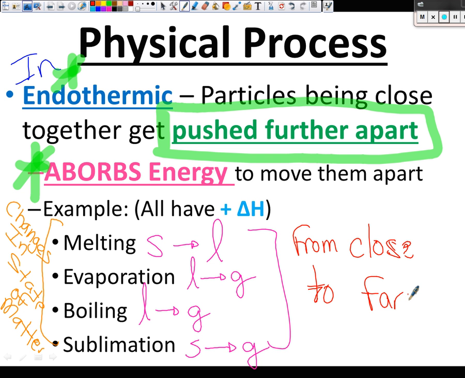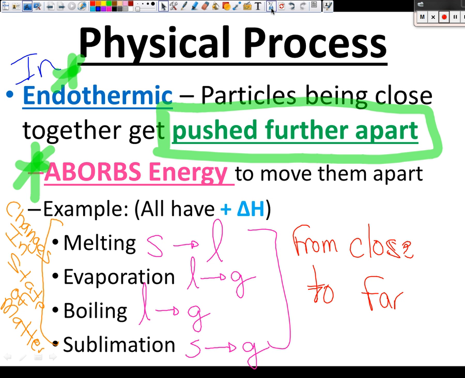They're really close, and we're going to separate them. We're going to push them apart. And the way we push them apart is by adding energy into the system. From close to far. And I cannot stress to you how important this concept is from a physical and a chemical standpoint. From just understanding that when we put energy in, things must separate.